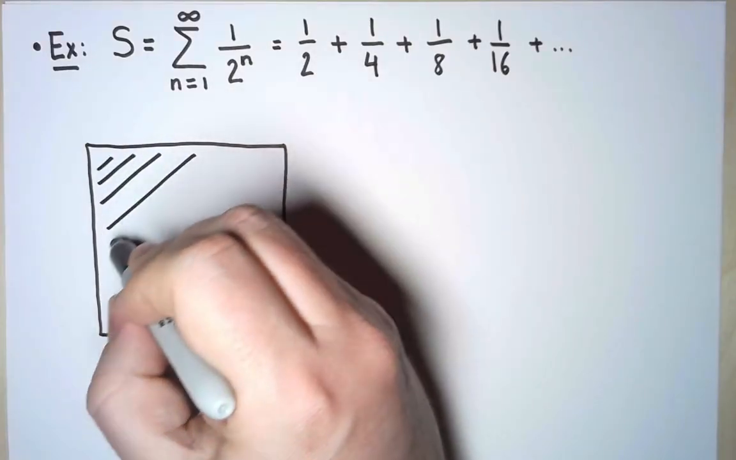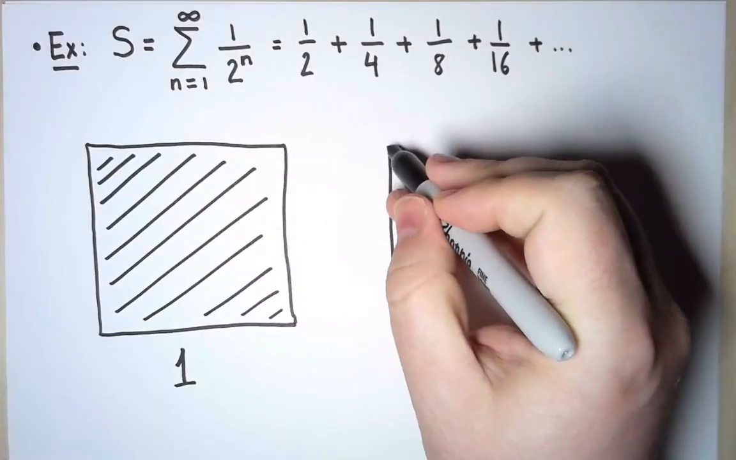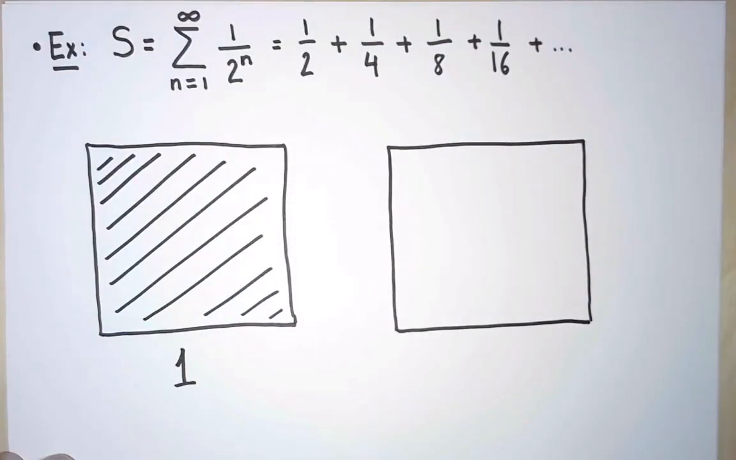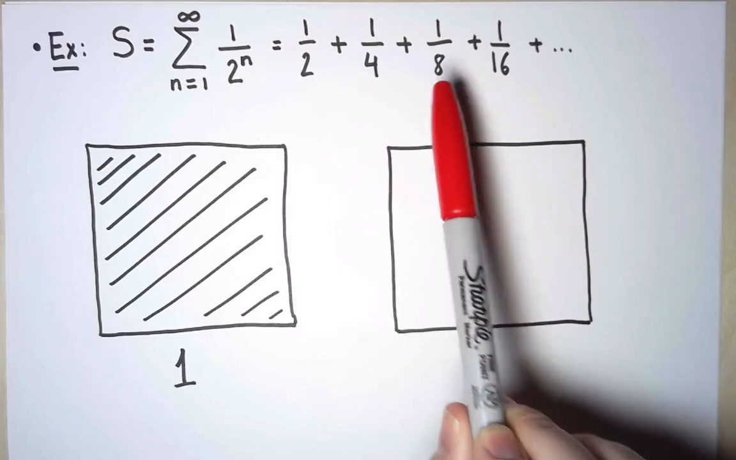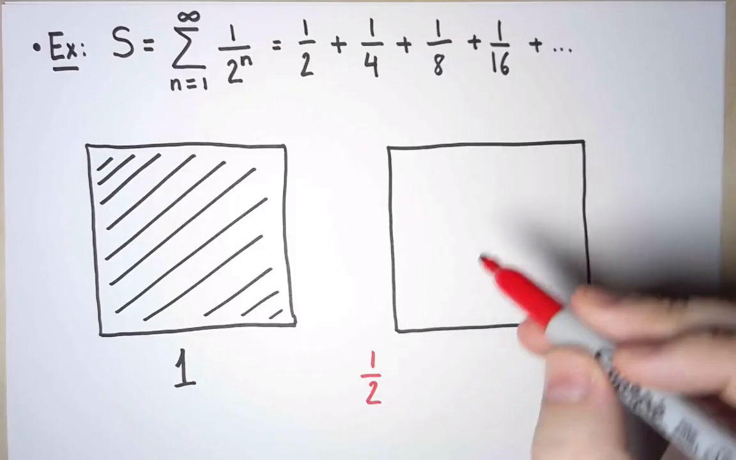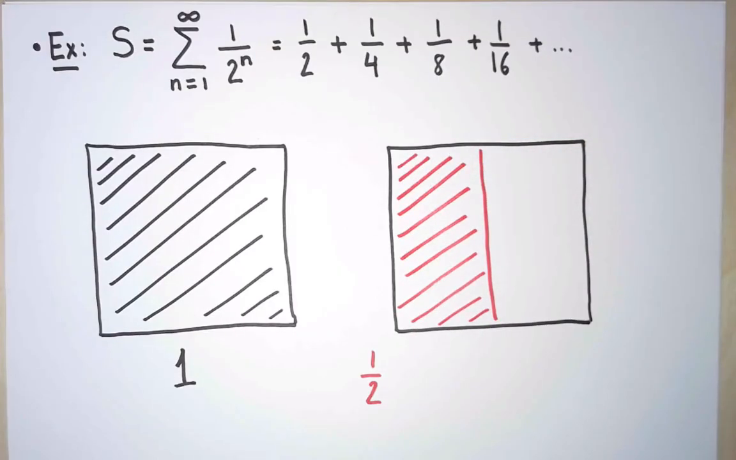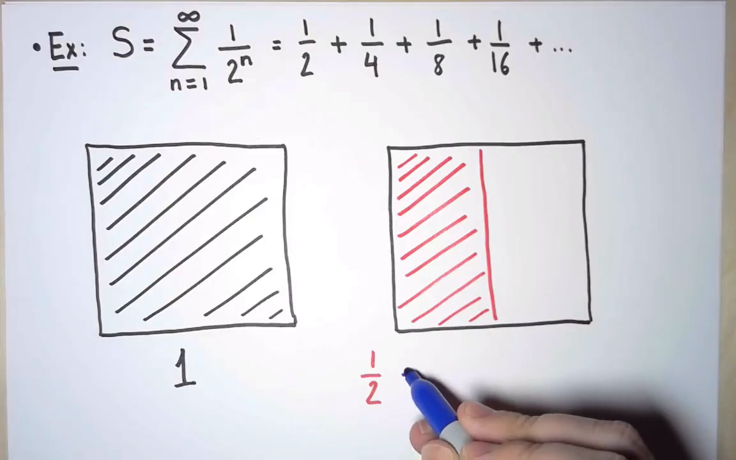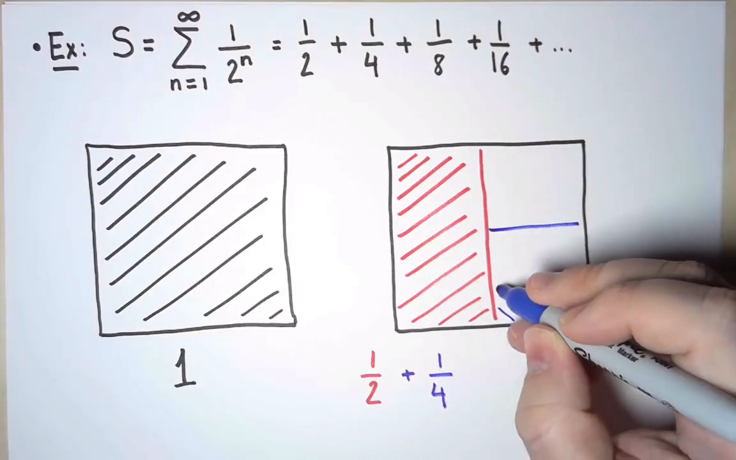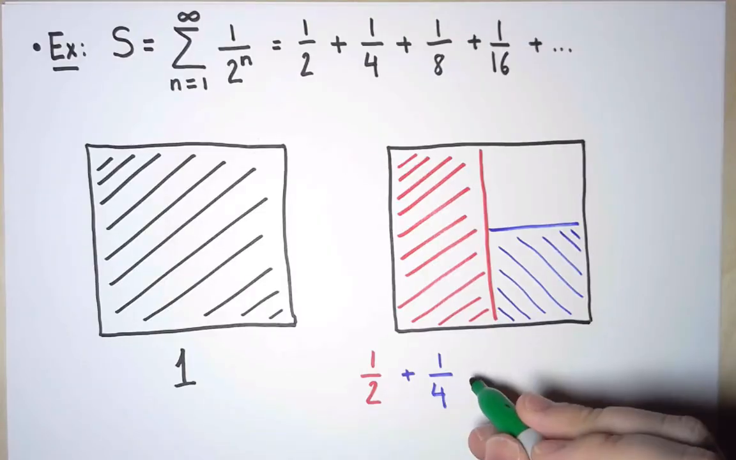I have drawn a square here, and I'm going to pretend that the area of this square is 1. And to the right I have a second square with the same area. And I'm going to add pieces in this second square with area 1/2, 1/4, 1/8, and see which region I end up filling. First, I'm going to add half the square. Then I'm going to add 1/4 of the square. Next, I have to add 1/8 of the square.